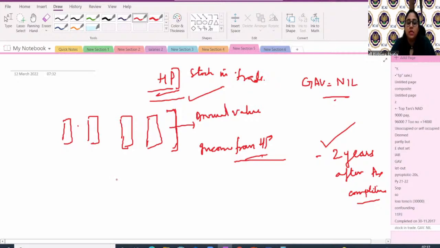So hence, for 2 years from the end of the year of completion, we will not tax any such house in the income from house property. But after those 2 years, we consider them all as deemed let out and we'll take tax from you. So the concept is clear.